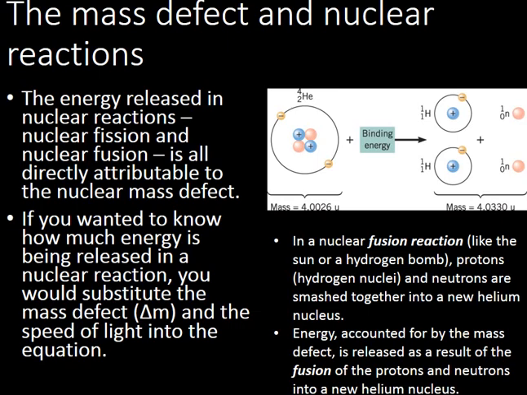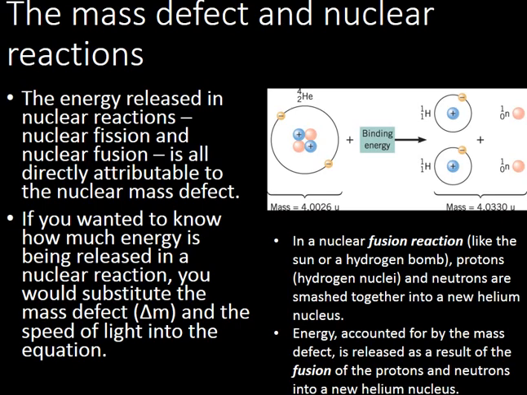So what we got from this is that the energy that's released in nuclear reactions, and that includes nuclear fissions and nuclear fusions, is all directly attributable to the nuclear mass defect. If you really wanted to know how much energy is being released in a nuclear reaction, what you would do is substitute the mass defect and the speed of light into Einstein's equation, the E equals mc squared equation.